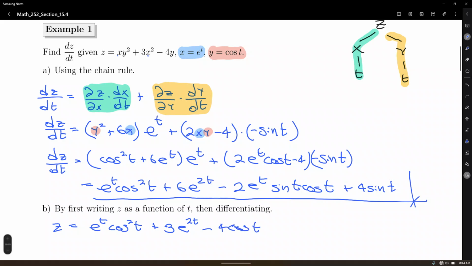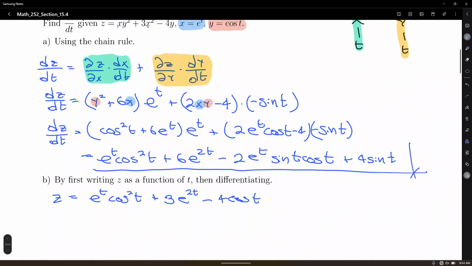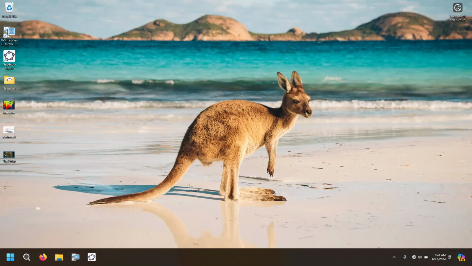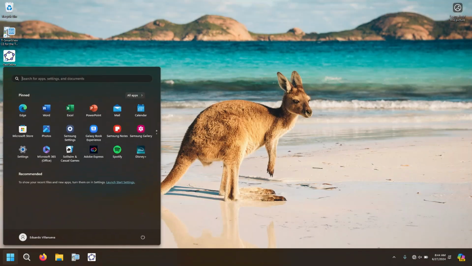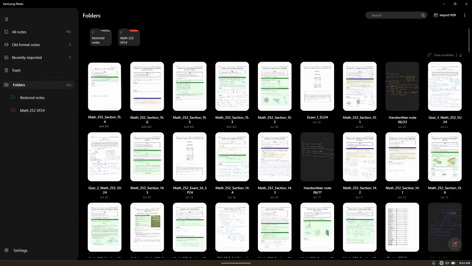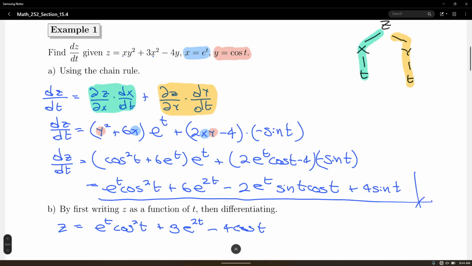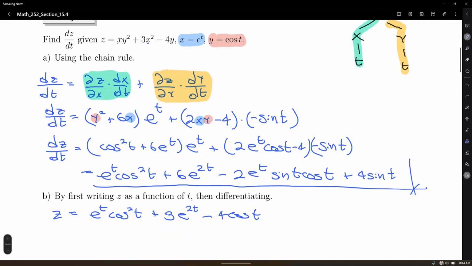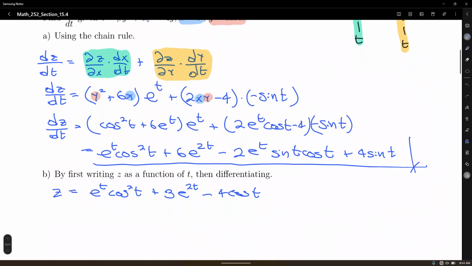So do you see how this time we're starting with a single variable function? No more chain rule. This is just a calculus 1 problem this time, right? So, okay, let's find dz dt. So let's find the derivative, and we should get the same result as in part A.